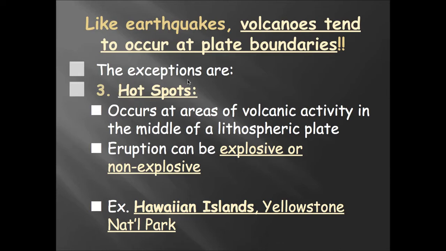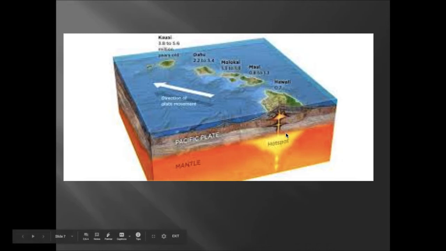Our exceptions are hotspots. And we talked about hotspots already with our evidence for plate tectonics. Remember, a hotspot is a place in the mantle where magma wants to come up to the surface. That hotspot stays in one area, and as the plate moves over, it makes a little line of volcanoes. These can be either explosive or non-explosive. It kind of depends on the kind of crust that you're dealing with, because that's going to change the magma, and that's going to change the volcano. Hawaii is a good example. Yellowstone's a good example.